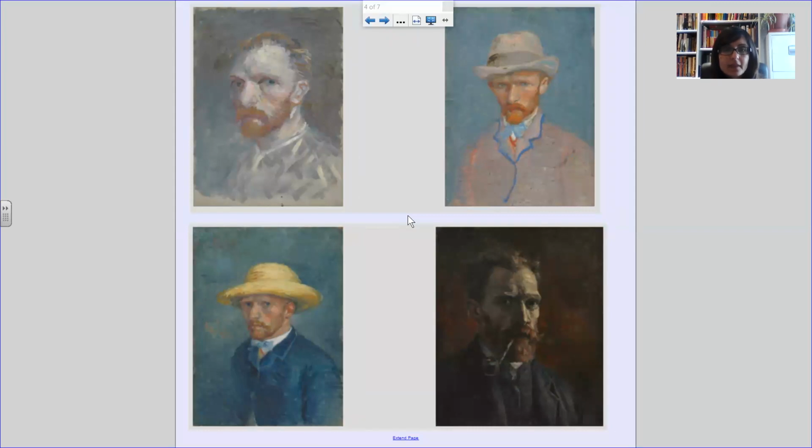Now, how about this one? What are the similarities? What do you notice here? Do you notice any different colours he might have used?